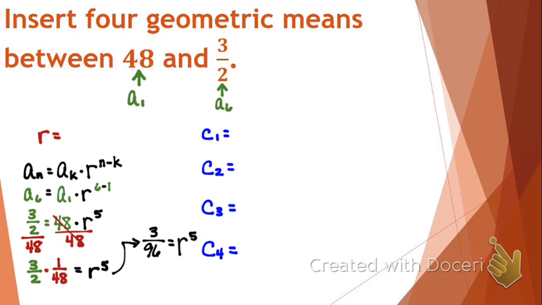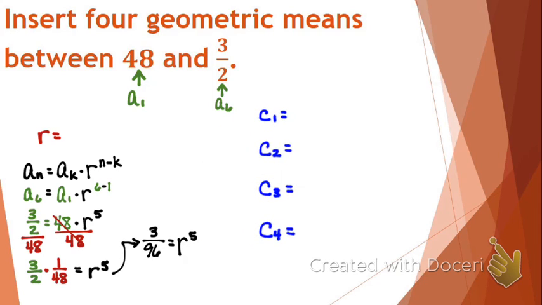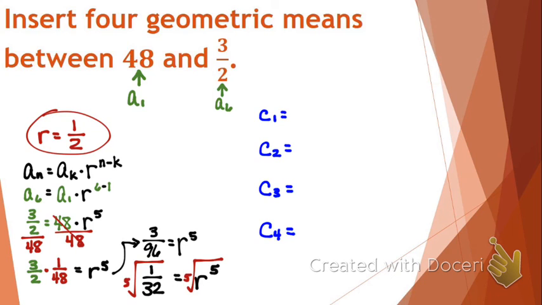Does 3 over 96 simplify? 1 over 32. And then when I do the 5th root of 1 over 32, I get 1/2. So if r is 1/2, what's the second term in the sequence? First term is 48, second term would be 24, and then 12, and then 6, and then 3. Absolutely correct.